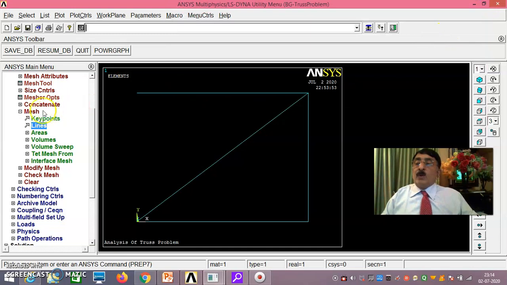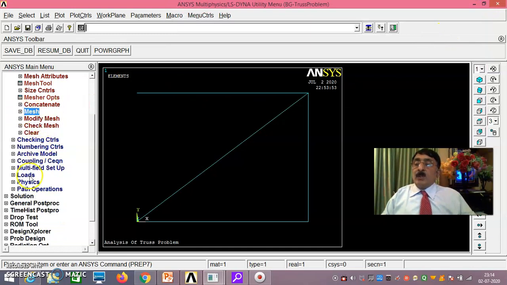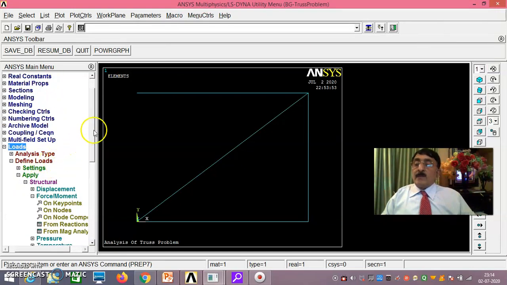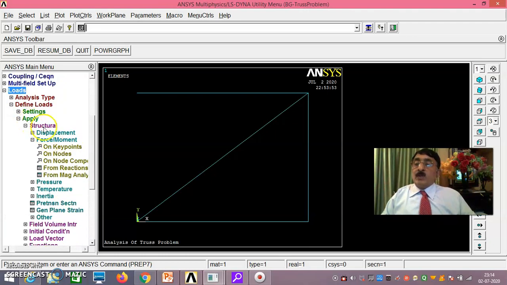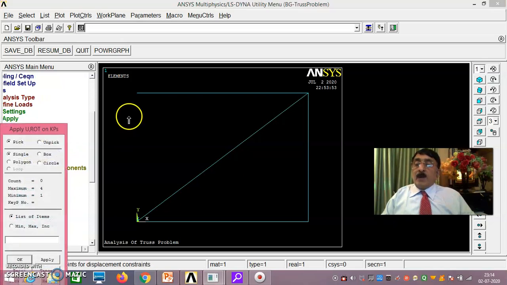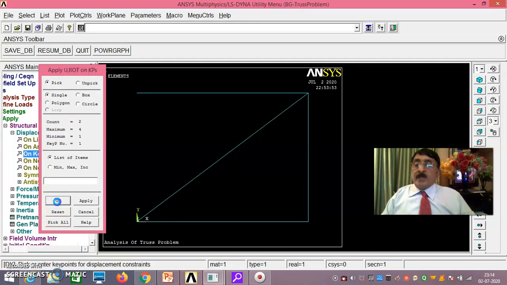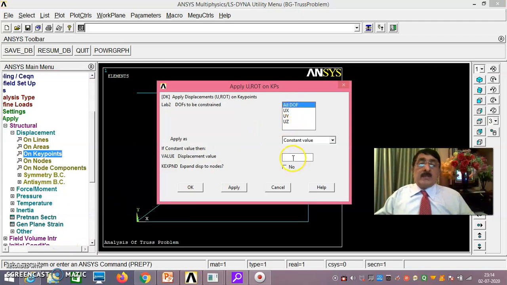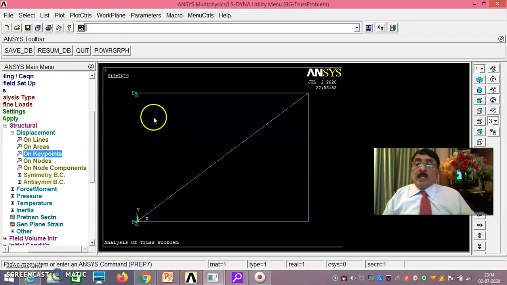Okay. Now we will go for the loading. Now loads, you take loads, define loads, apply structural displacement on key points. You take this key point and this key point because both are fixed. All degrees of freedom are arrested. You take all degrees of freedom arrested at these 2 points. Just say OK. Now this is all degrees of freedom arrested, and this is all degrees of freedom arrested. And at this one you have a roller support, as you see.